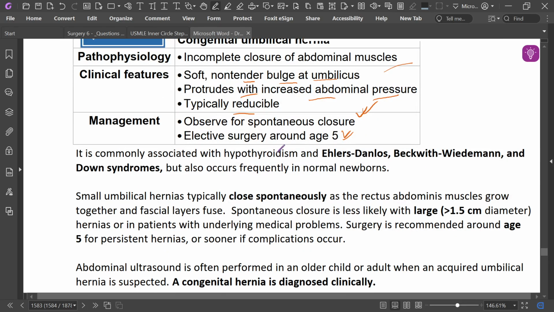It is commonly associated with hypothyroidism, Ehlers-Danlos, Beckwith-Wiedemann, and Down syndrome, but also occurs frequently in normal newborns. A small umbilical hernia closes spontaneously. Spontaneous closure is less likely if the hernia is more than 1.5 centimeter in diameter, with underlying medical problems. Surgery is recommended around age 5 for persistent hernias, or sooner if complications occur.